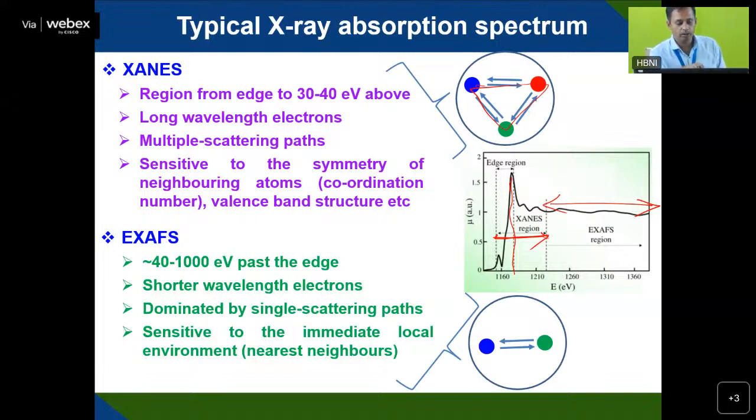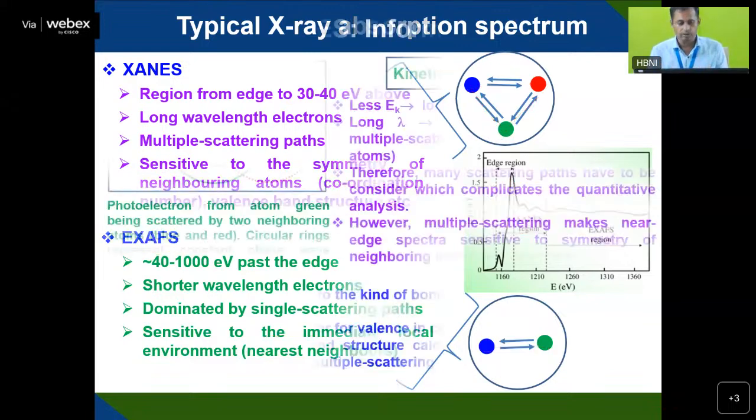So it is a long wavelength of electrons in the case of XANES, but here in EXAFS it is shorter wavelength electrons. In XANES, multiple scattering is possible, but in EXAFS you have single scattering. So you can find the nearest neighboring local symmetry from the EXAFS study, whereas coordination number and band structure can be identified from XANES, like whether it is 12 coordinated, 6 coordinated, tetrahedrally or octahedrally coordinated. Whereas in EXAFS, you will see the bond length, the distance between two atoms. Those types of structure you can see.